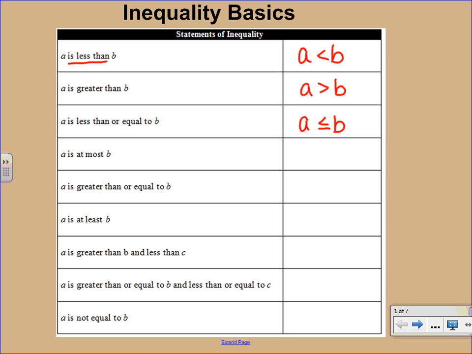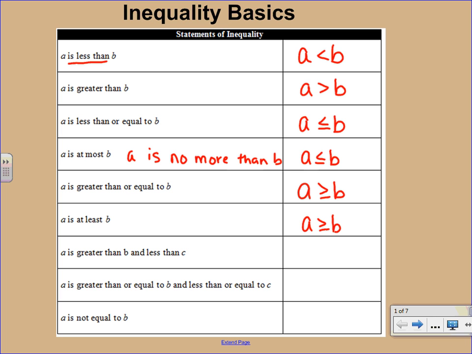When we say A is at most B, this is another way to say less than or equal to. Another phrase would be A is no more than B. And this would have the same notation. A is less than or equal to B. A is greater than or equal to B. You just flip it around. A is at least B also means greater than or equal to.